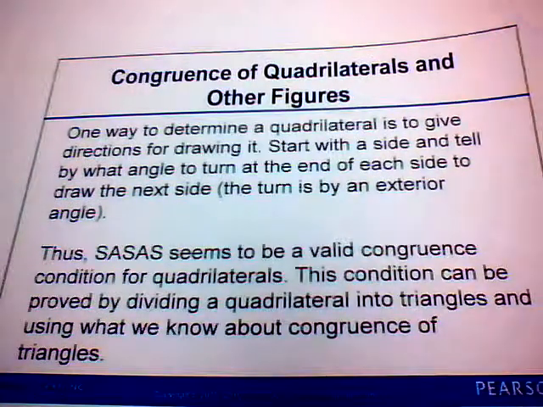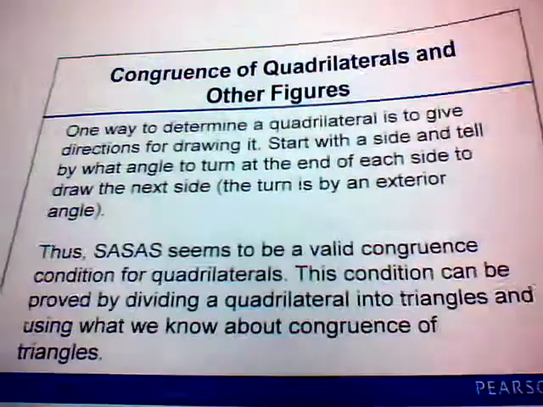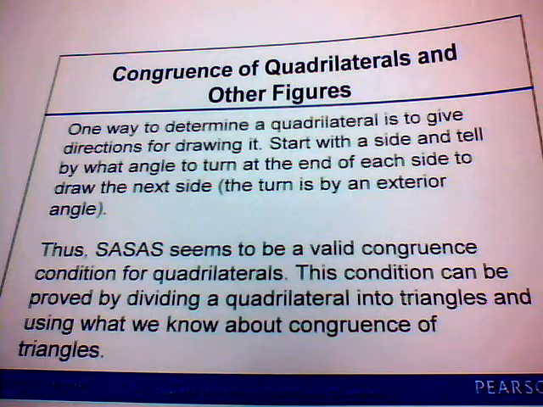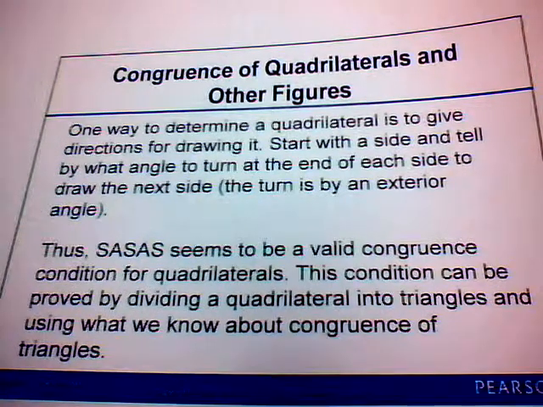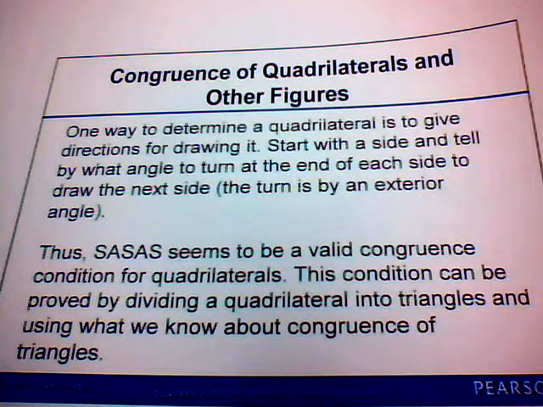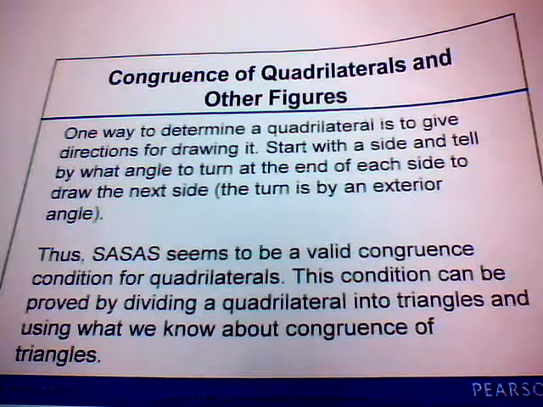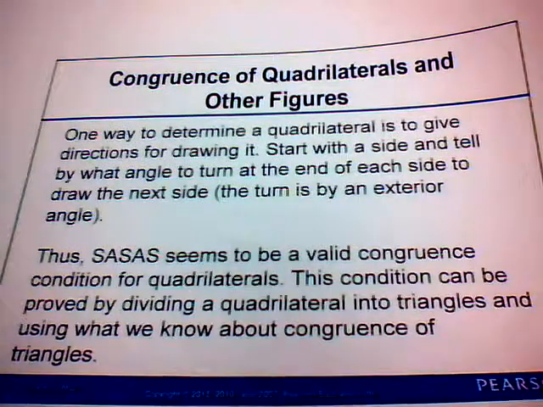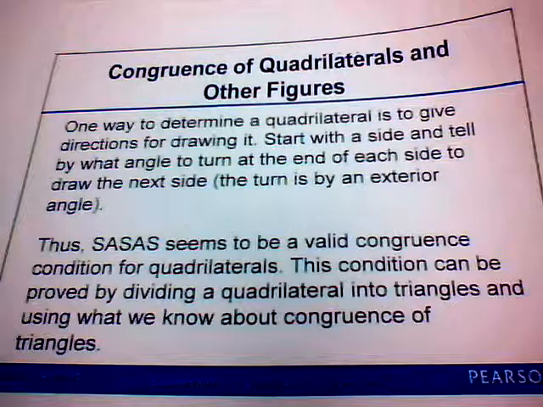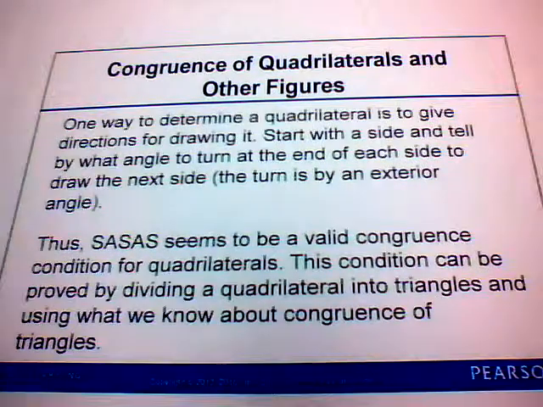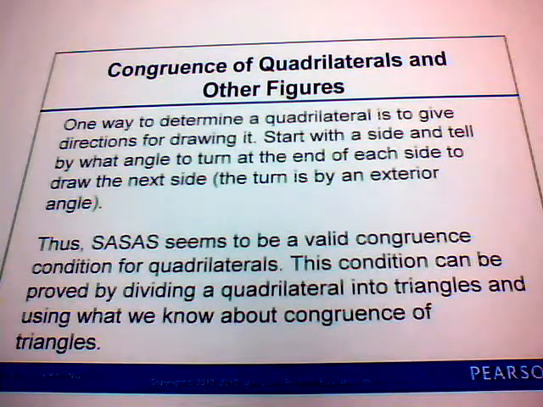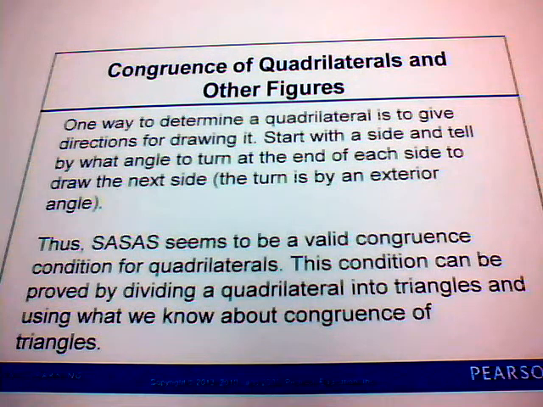So usually these types of properties that we talked about, like the SAS and the ASA properties, and also the SSS properties that we talked about in the other video, can be used to determine some things about quadrilaterals. Okay, so that would conclude this particular video on the additional congruence properties.